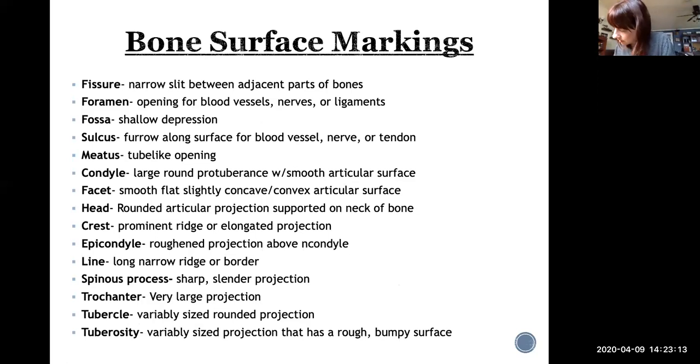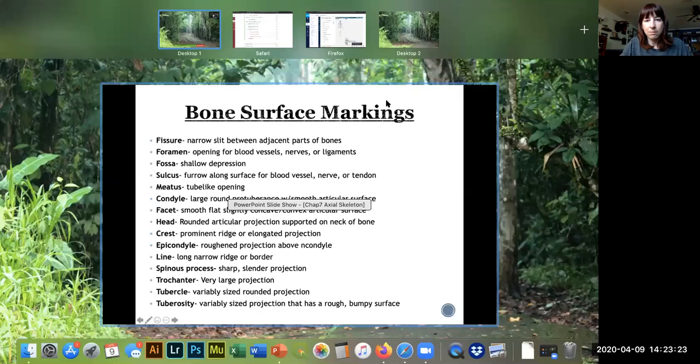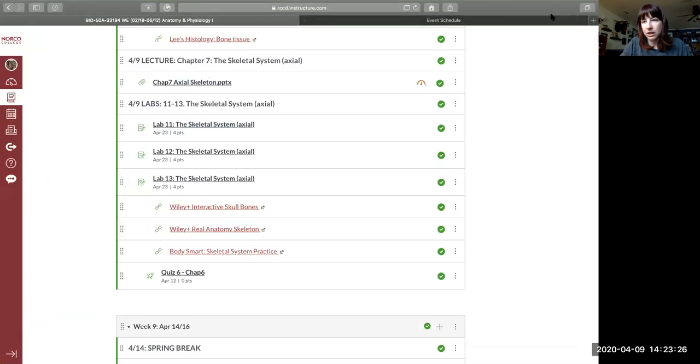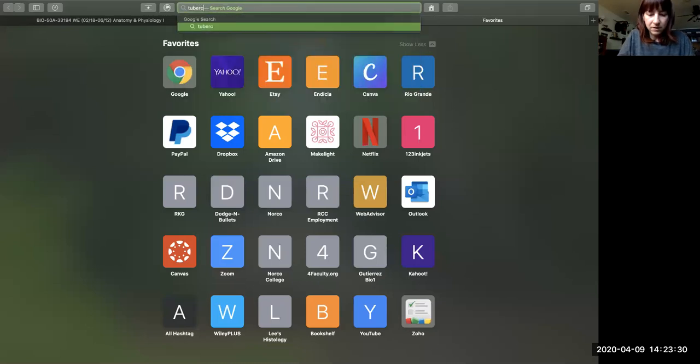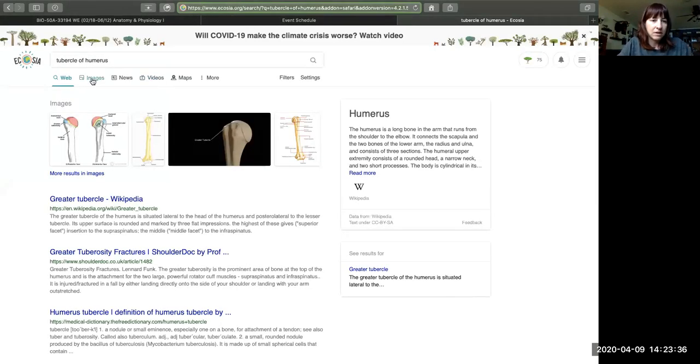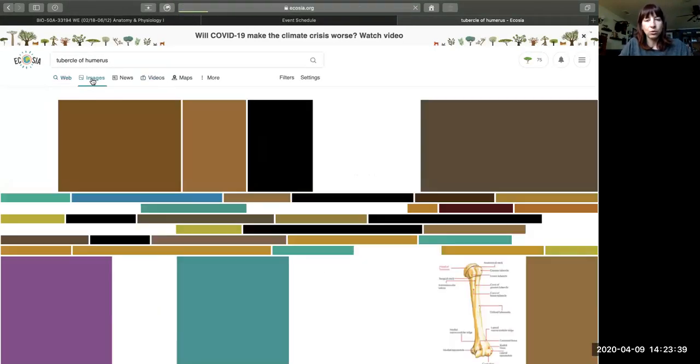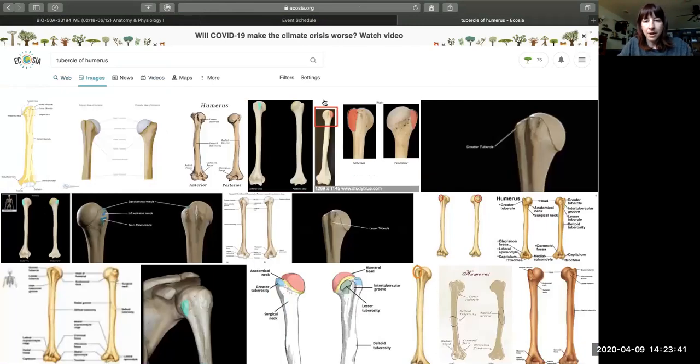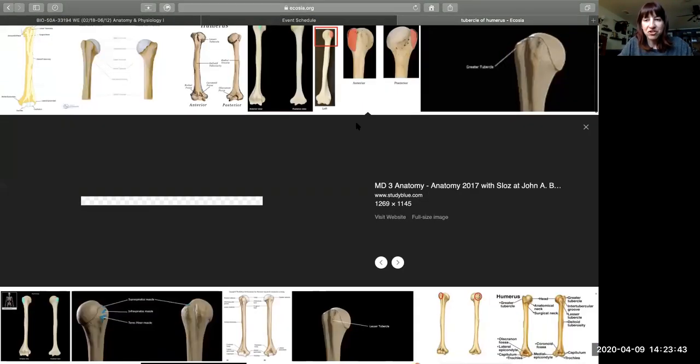Let's see if we've got a picture example, I guess not. The tubercle of the humerus might be a good example, but I will have to Google it. So let's do that. I'm doing it and I fully expect you guys to be doing this, to literally just Google stuff if you don't know what it is or want to see a picture of it.